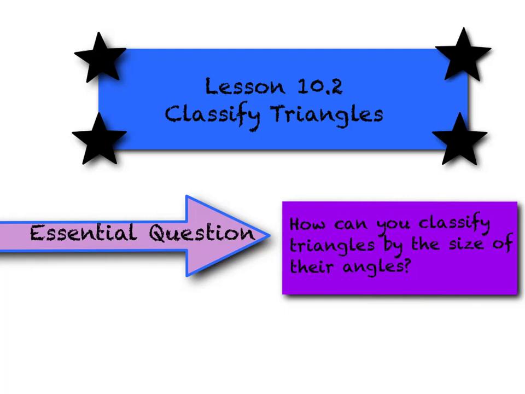Tonight's lesson is lesson 10.2, classifying triangles. Our essential question is, how can you classify triangles by the size of their angles? Please write this down in your essential question notes. How can you classify triangles by the size of their angles?